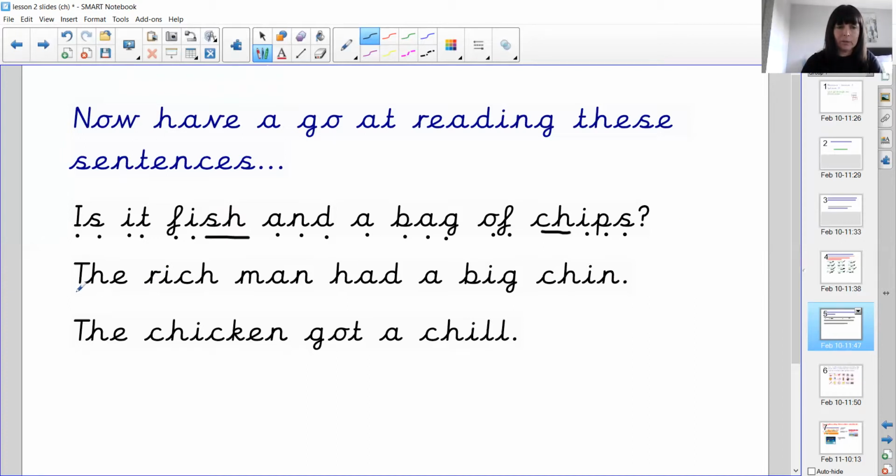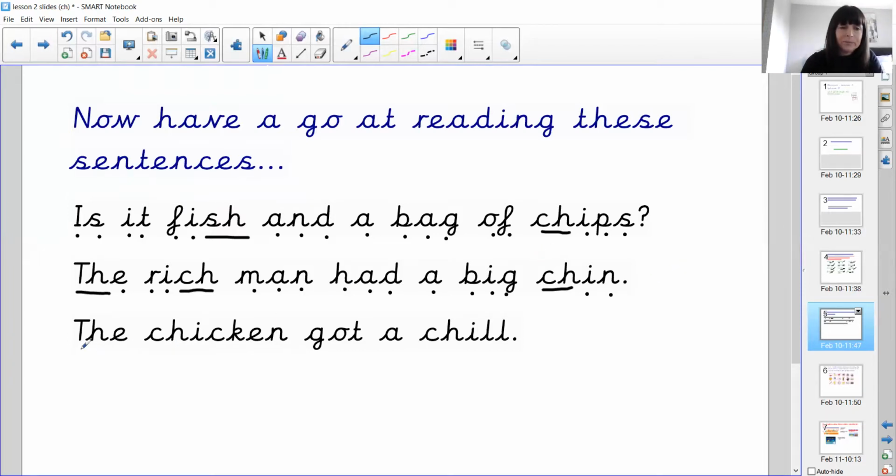Right, the next sentence starts off with one of our tricky words, doesn't it? It's this part that's the tricky part. The, rich, man, had, a, big, chin. The rich man had a big chin. Oh, well, you can't have everything, can you?